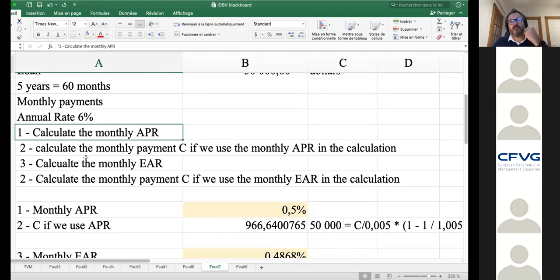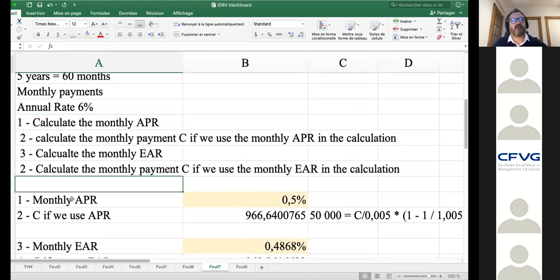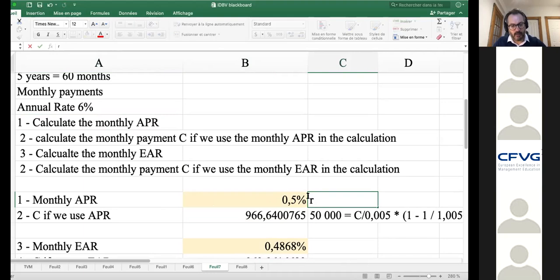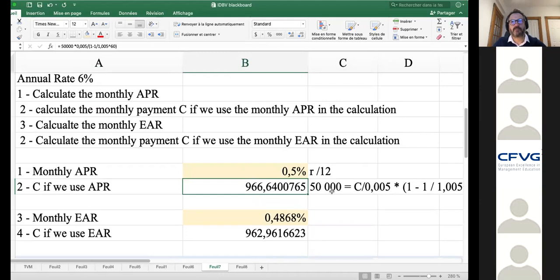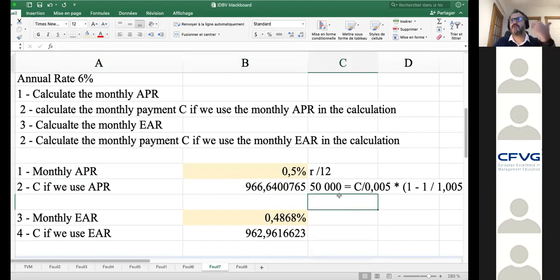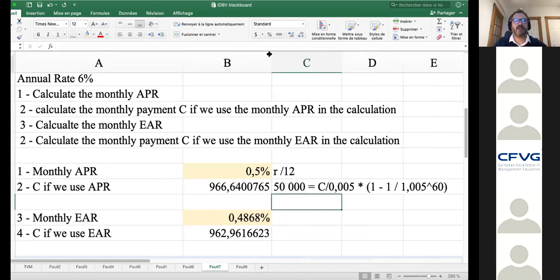Okay, so the first thing you have to do in this case, this is the usual thing that we do. Firstly, you calculate the monthly APR. So monthly APR is the rate divided by the number of periods, right? So here it's rate divided by 12. That's the first thing. Then you calculate, using the time value of money formula that we use generally, but using the APR.